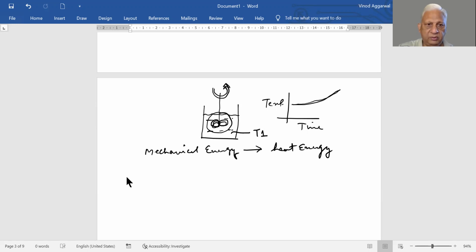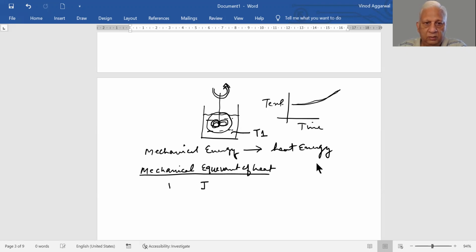Yes, there's a relationship, and which is called mechanical equivalent of heat, and which is defined as W, the work done, is J into H.